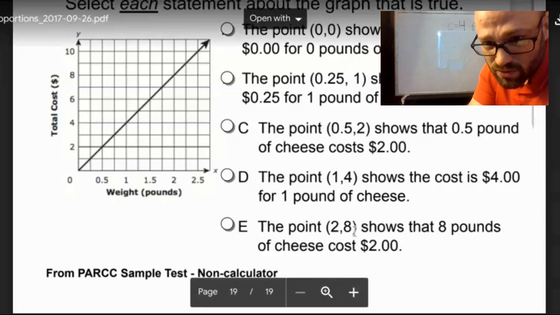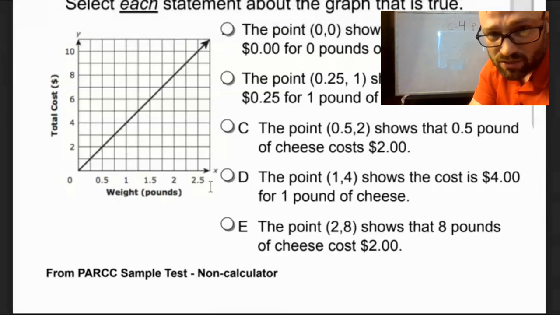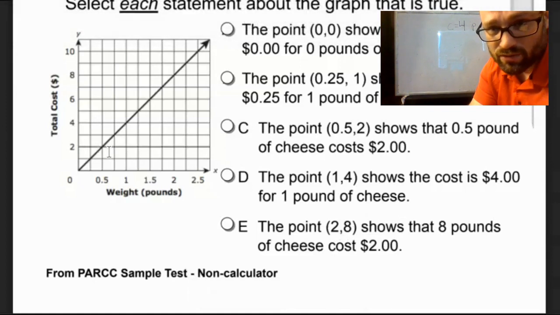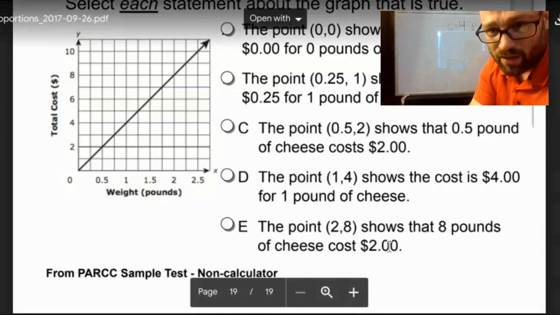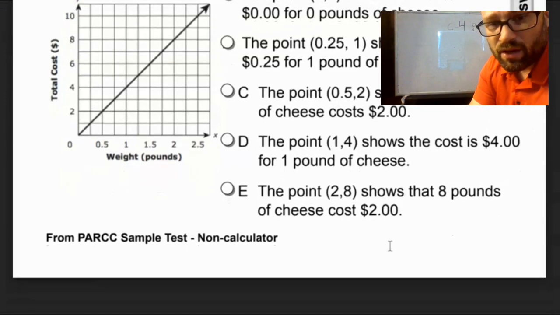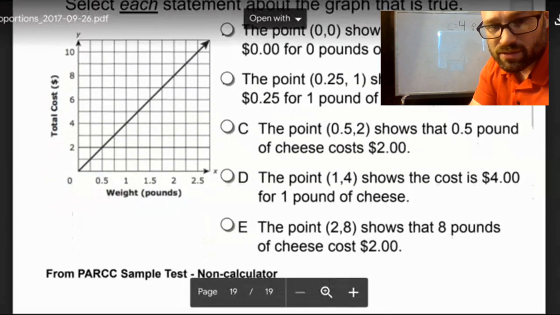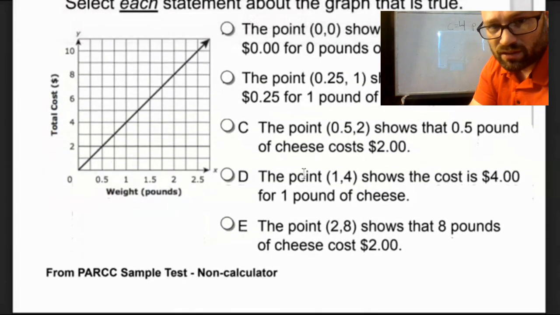And then the point 0.25, 8 shows that 8 pounds of cheese... whoa, 8 pounds of cheese does not cost $2. If 1 pound of cheese costs $4, then there's no way 8 pounds of cheese costs $2, right? And this is an old part question. This is a non-calculator question. You don't need to use a calculator on this one.